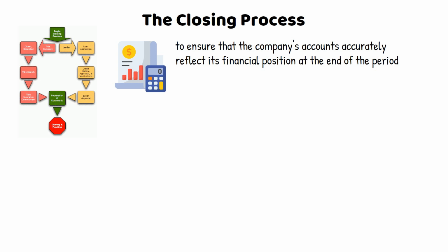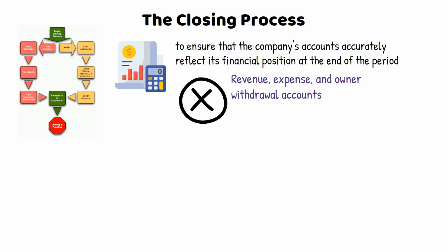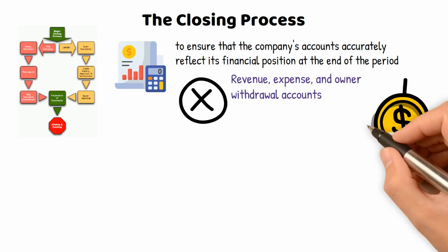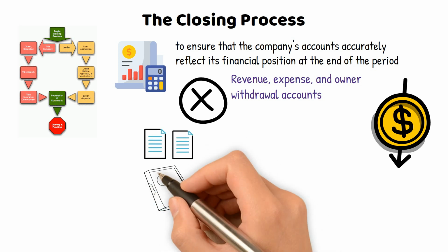One of the critical steps in the closing process is the closing of temporary accounts, such as revenue, expense, and owner withdrawal accounts, into the owner's capital account. This is necessary to ensure that net income or loss and owner withdrawals for the period are closed into the owner's capital account. At the end of the accounting period, all temporary accounts are closed to the owner's capital account.